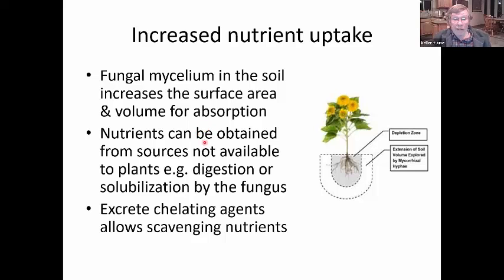In addition, nutrients that are present may not be available for the plant because the plant can't digest it, or it may not be able to solubilize that nutrient, whereas the fungus might be able to, then those nutrients would also be available to the plant. So the fungus may be able to digest particular compounds that the plant couldn't take up, and that would make those nutrients available to the plant. And then fungi can excrete chelating agents that solubilize nutrients that would allow for them to be solubilized and then taken up by the plant.